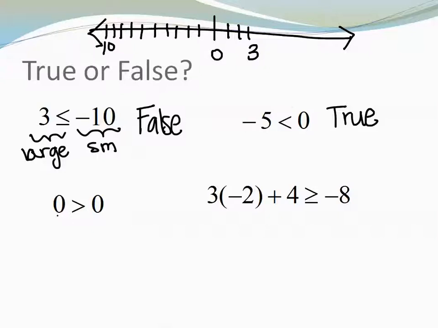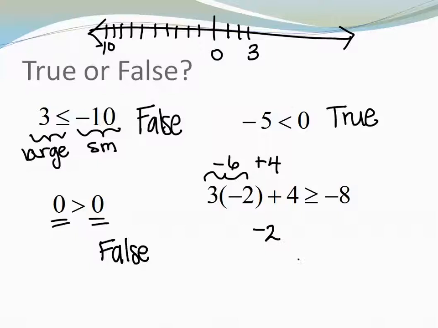Okay, let's look at this one over here. We have 0 is greater than 0. Now, if you have the same number on both sides, you need to make sure that you have the equal to, which we don't in this case. So this is false. Alright, now let's look over here. This one we need to simplify. We have to use the order of operations, so we're going to multiply first. That gives us negative 6, and then add 4. So negative 6 plus 4 is negative 2.